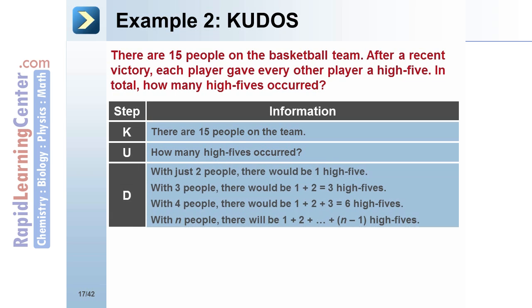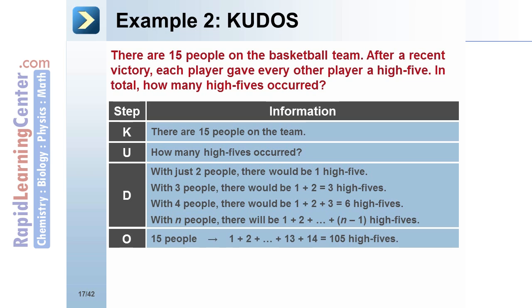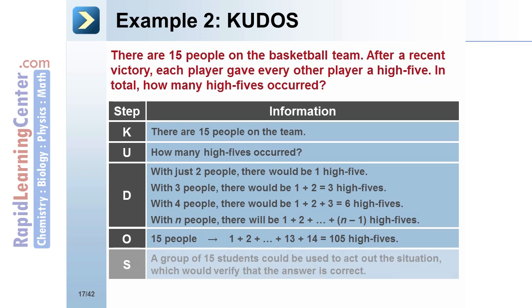We will define a pattern in this situation. With 2 people, there is 1 high five. 3 people results in 1 plus 2, or 3 high fives. 4 people result in 1 plus 2 plus 3, or 6 high fives, and so on. To find the output of this problem, we add the integers 1 through 14 to get 105 high fives. To substantiate the answer, a group of 15 students could act out the situation.